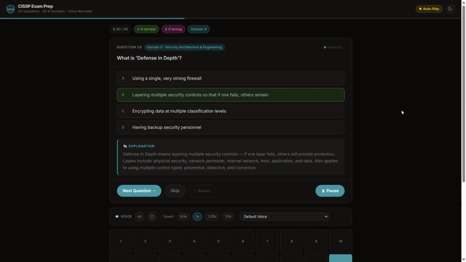Correct answer: B. Defense in depth means layering multiple security controls. If one layer fails, others still provide protection. Layers include physical security, network perimeter, internal network, host, application, and data. Also applies to using multiple control types: preventive, detective, and corrective.